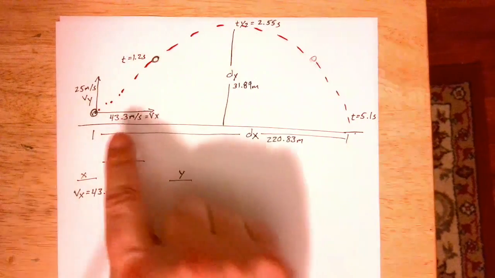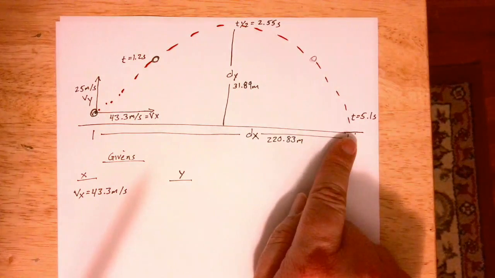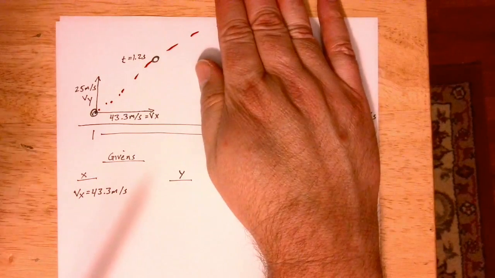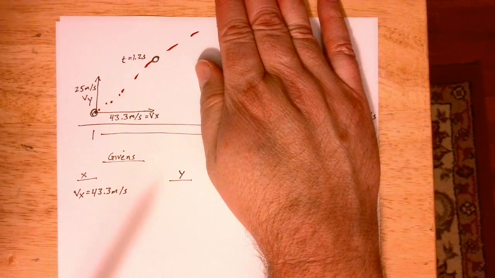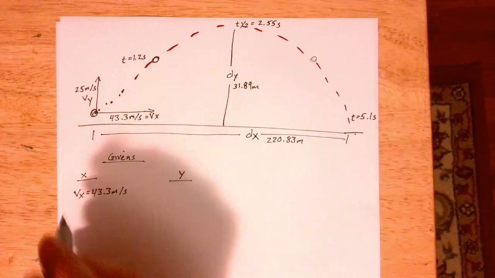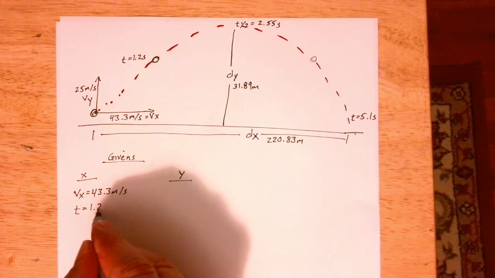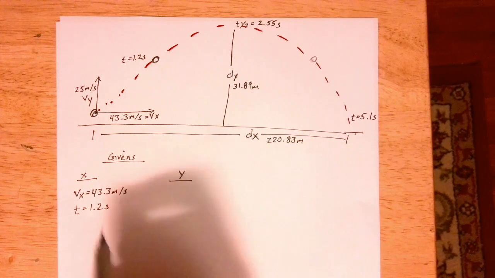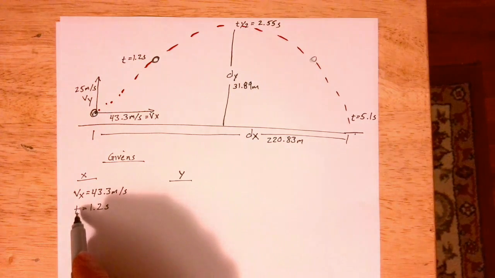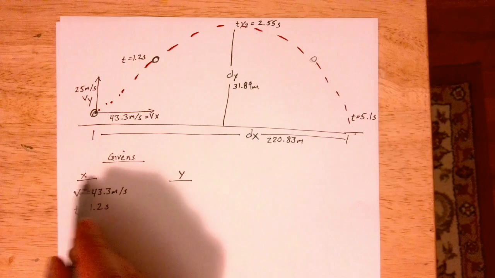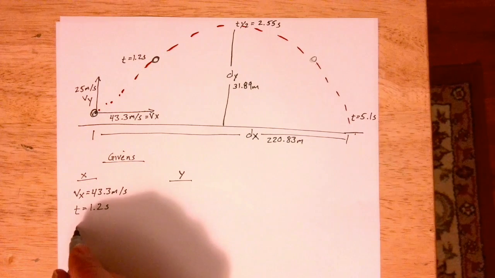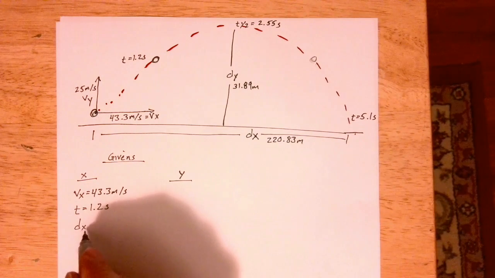Previously, we didn't know what time it would land. You had to solve for this. This time, I want to know at 1.2 seconds, where is it at? So we do know time. The time is 1.2 seconds. Now, because we have velocity and we also have time, and we're dealing with the x direction, we can go ahead and solve for the distance in the x direction.